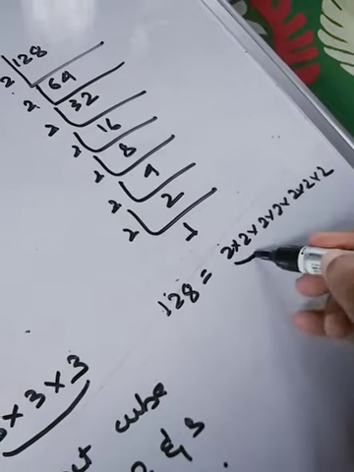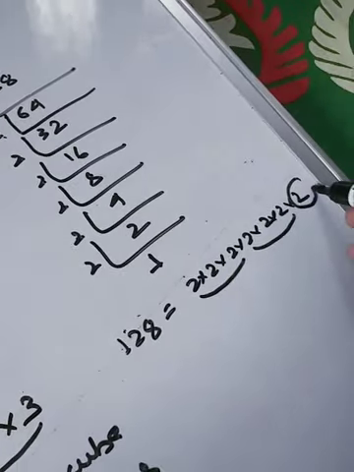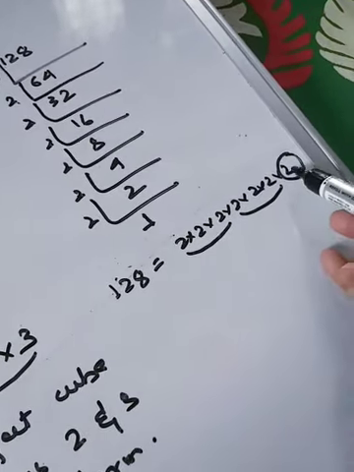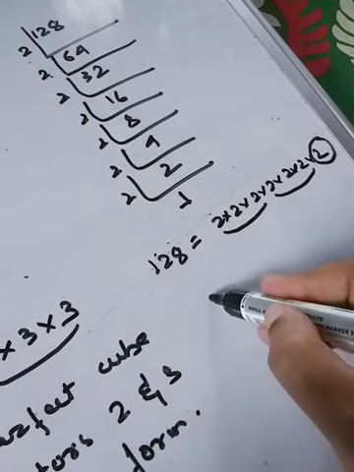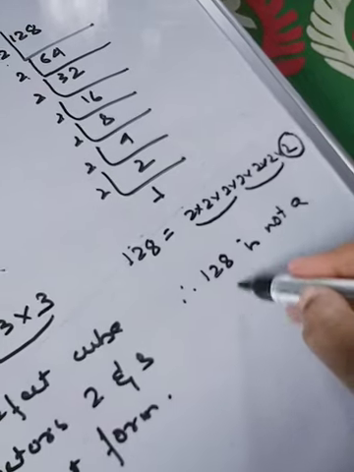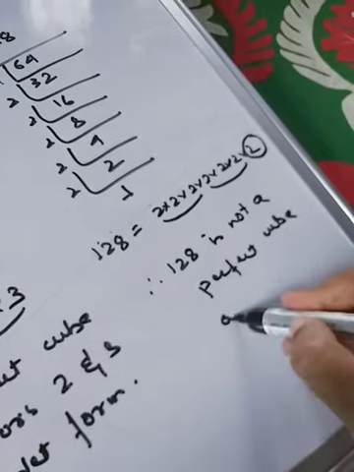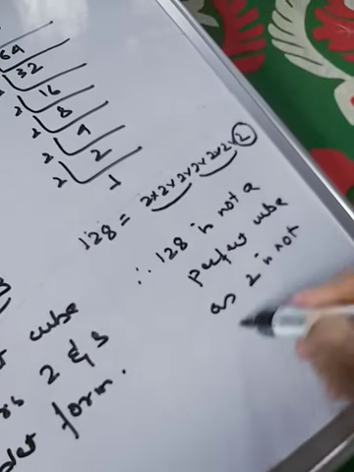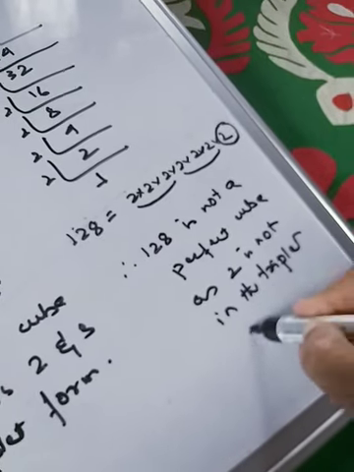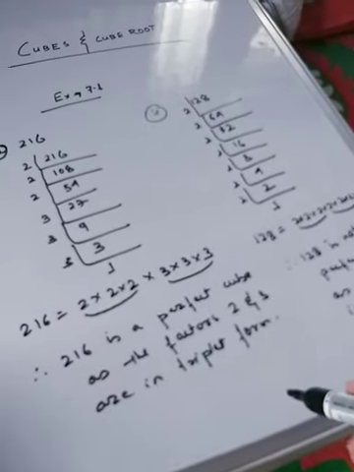Now make the triplet form: 1, 1. So this particular number is not in a triplet form, but these are all in triplet form, and one extra is there. So we will say, therefore 128 is not a perfect cube, as 2 is not in the triplet form. This is how exactly you will do the rest of the sums. I hope you have understood.